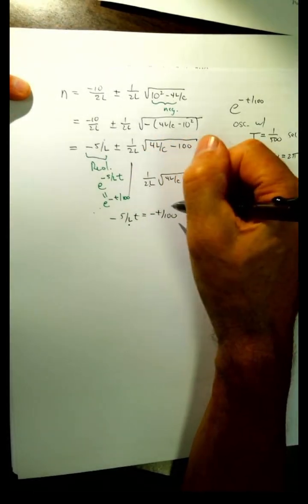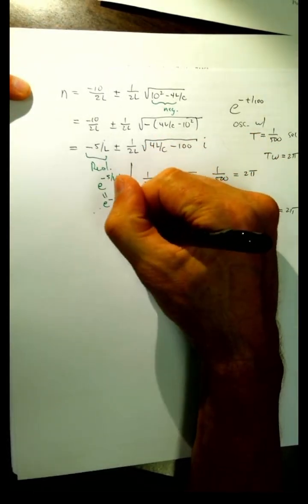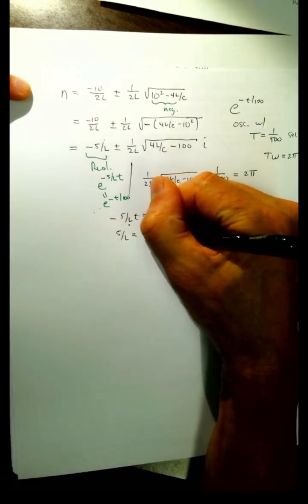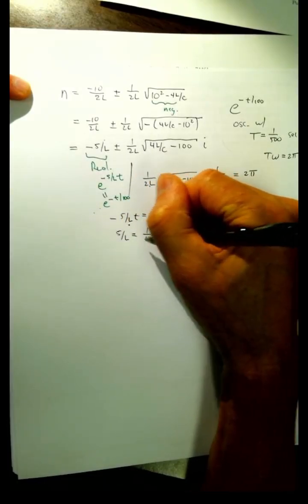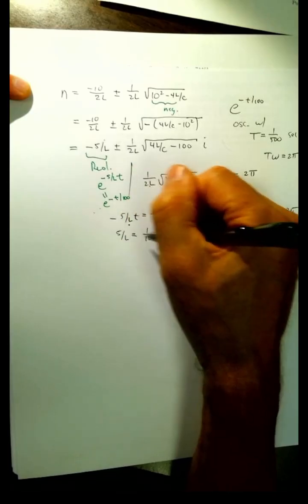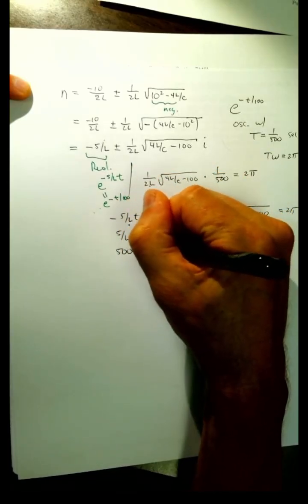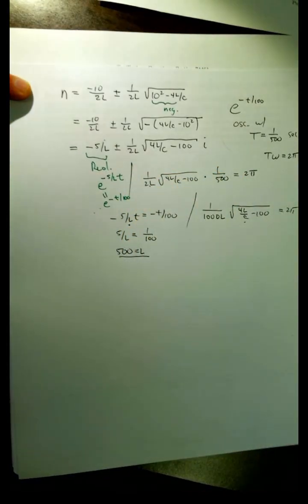So we can divide through by the t and the minus 1. I get 5 over L is 1 over 100. Multiply both sides by L and both sides by 100. So L is 500.